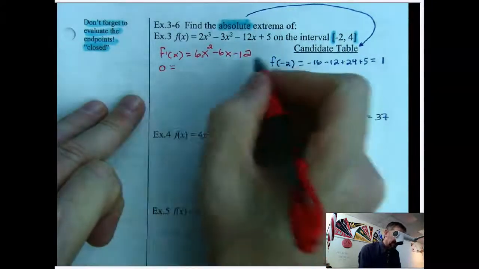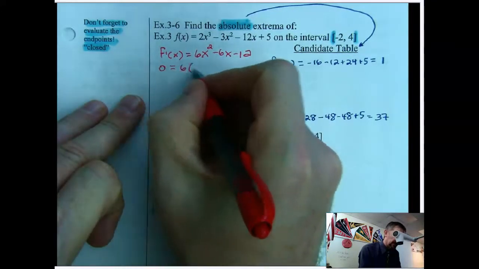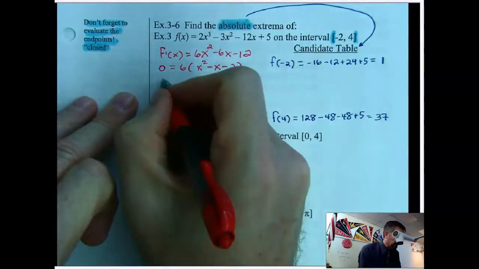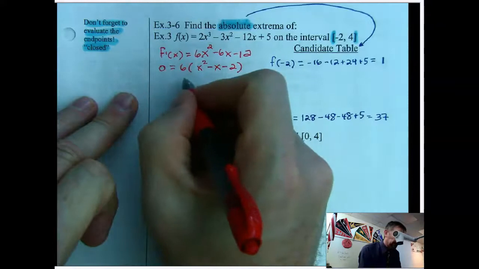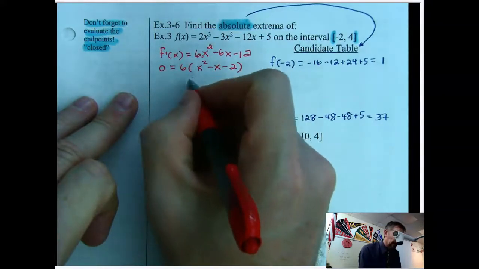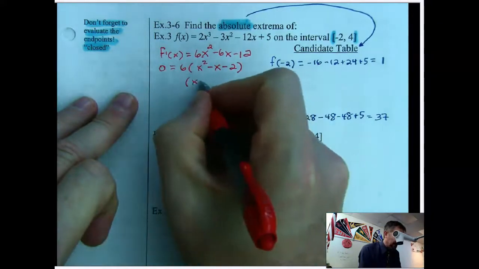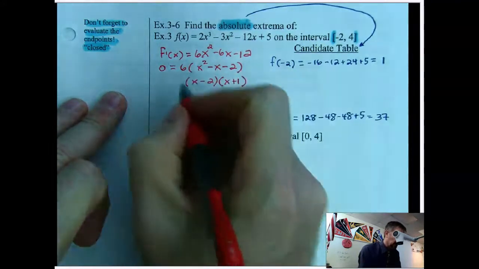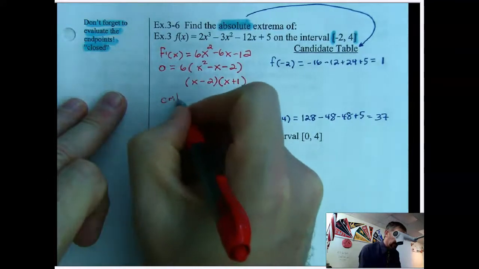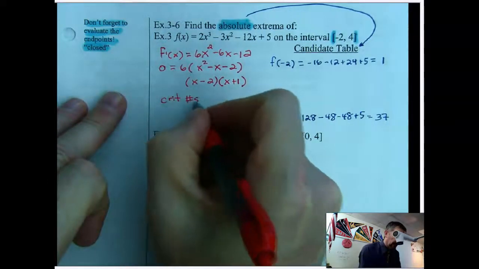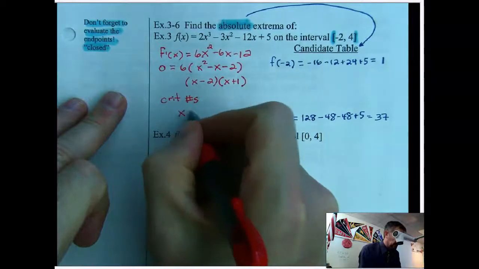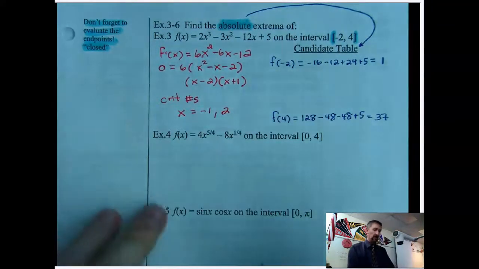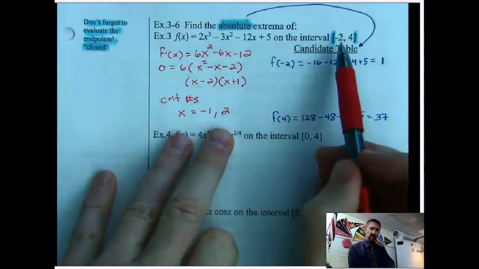Okay, so if we set that equal to 0 and factor out a 6, that's going to be x minus 2 and x plus 1. Okay, so we have critical numbers when x equals negative 1 and 2.